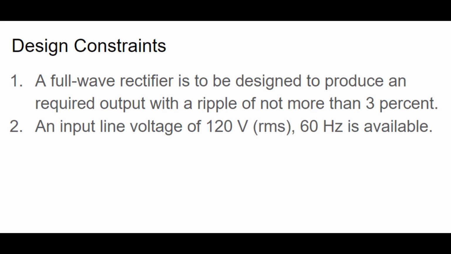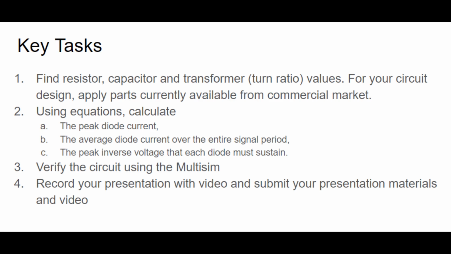A full wave rectifier is to be designed to produce a 5-volt output with a ripple of not more than 3%. Supply 1 ampere of current to the load using an input line voltage of 120 volts at 60 Hz. Key tasks. Find resistors, capacitors, and transformer turn ratio values for your circuit. Design, apply parts currently available from the commercial market.